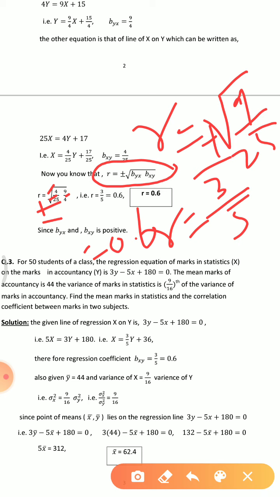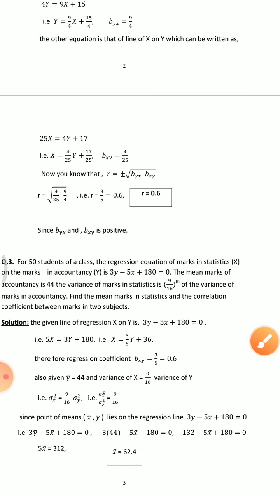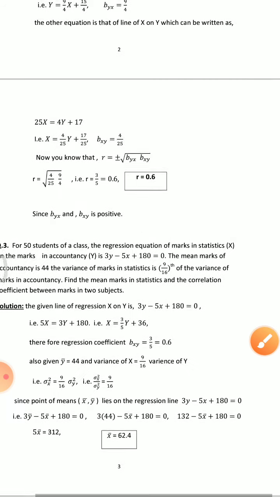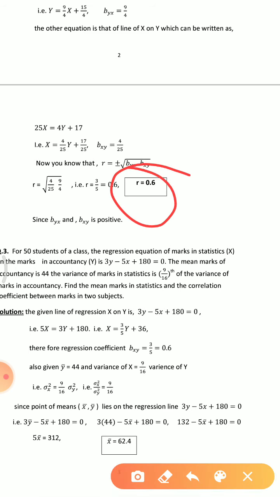Then we have to check whether it is positive or negative. Since here, b of yx is plus 9 by 4 and b of xy is plus 4 by 25. Both are positive. Therefore, the value of r is also positive. That means since b of yx and b of xy are positive, the value of r is positive here. This way we find x bar, y bar and r for question first.